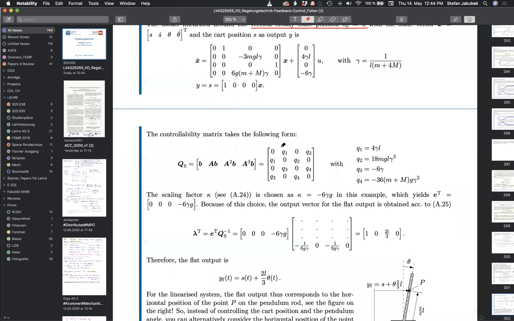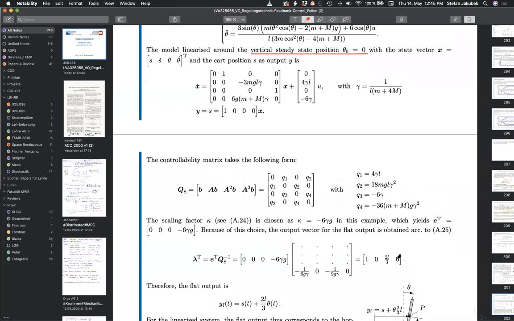So this is a general way how to do it. And we also use the scaling factor. In this case, we didn't choose it to be 1, but we chose it to be like this. And this has a certain meaning in this example, okay? So the scaling factor was not 1, it was like this. And then, of course, our vector E looks like this. And because of this choice, if we take the inverse of the controllability matrix and left multiply it by E, you can see it here, you get this here.